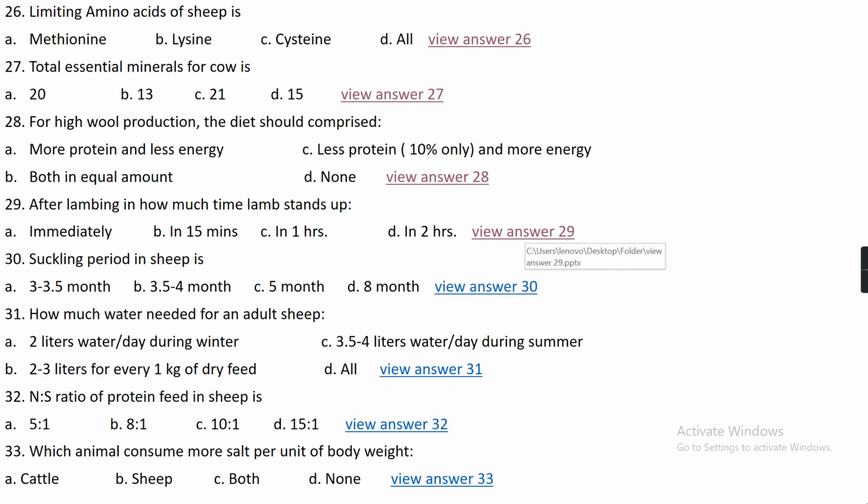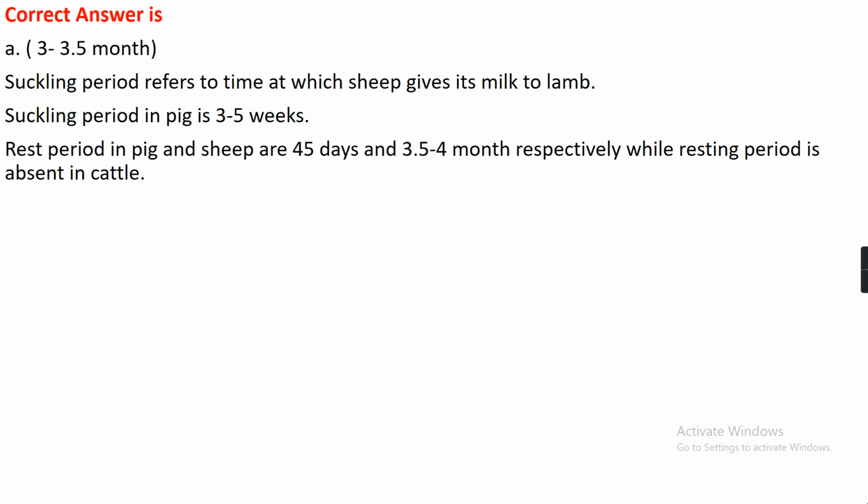Okay. Question number 30. Suckling period in sheep is option A 3 to 3.5 months, option B 3.5 to 4 months, option C 5 months, option D 8 months. The right answer is 3 to 3.5 months. Suckling period refers to the time for which the sheep gives its milk to the lamb. Suckling period in pig is 3 to 5 weeks, while the rest period in pig and sheep is 45 days and 3.5 to 4 months respectively, while the resting period is absent in the case of cattle.